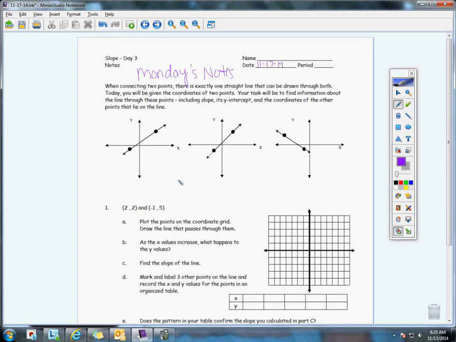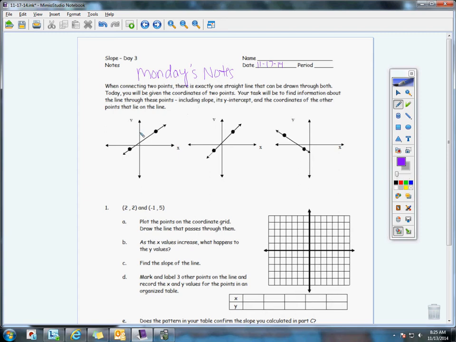So it says at the very top, when connecting 2 points, there is exactly one straight line that can be drawn through both. Today, you'll be given the coordinates of 2 points. Your task will be to find information about the line through these points, including slope, its y-intercept, and the coordinates of the other points that lie on the line.